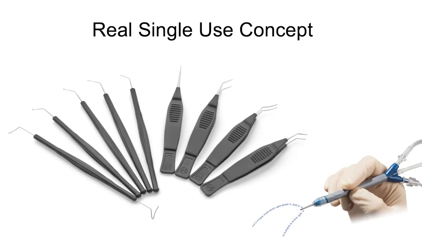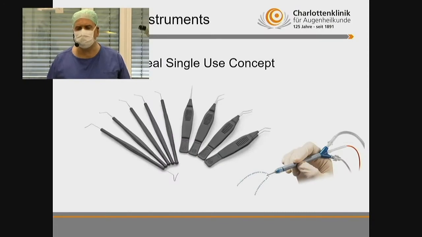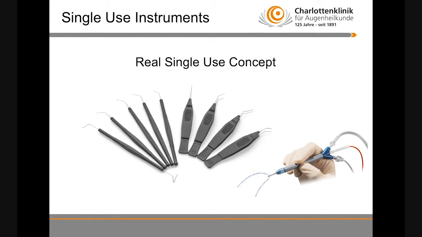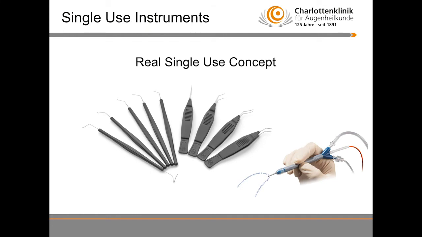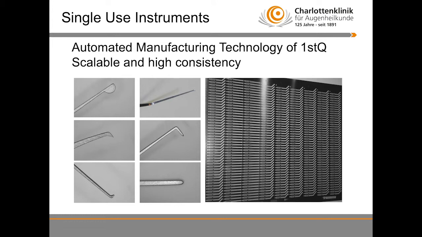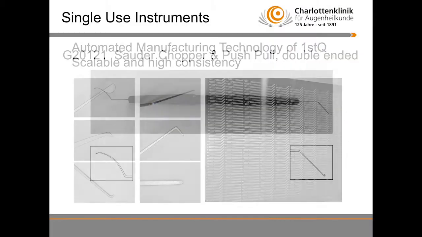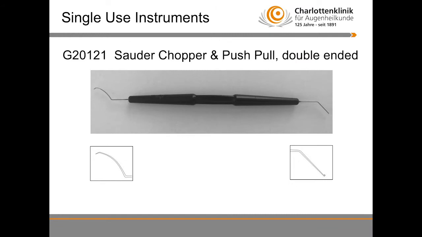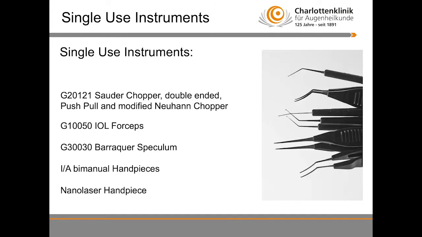There are different ways to manufacture single-use or disposable instruments. One way is to do more or less the same as you normally do for a non-disposable system, but with cheaper materials and a less sophisticated manufacturing process. In these cases, you see automated manufacturing technology with very scalable and high consistency of each of these products. The products are also designed and produced by the First Q company, and as you could see, the double instrument with a chopper and a push-pull on one side. We have an Utrata forceps, we have forceps as well. So you have a whole portfolio of disposable instruments.